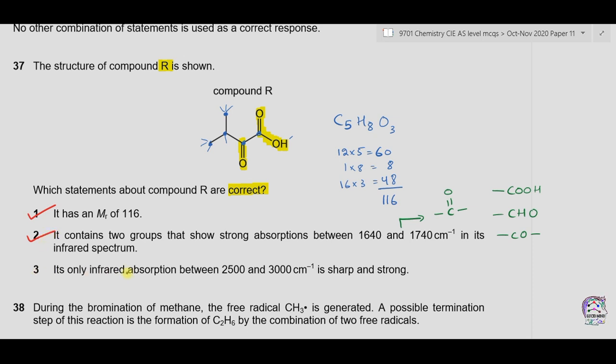Option 3, its only infrared absorption between 2500 and 3000 per centimeter is sharp and strong. Now the peak between 2500 to 3000 is because of the OH bond present in carboxylic acid. But it is not the only sharp and strong peak. We also have carbonyl carbon peak that is sharp and strong. So option 3 is incorrect. Therefore answer is B.